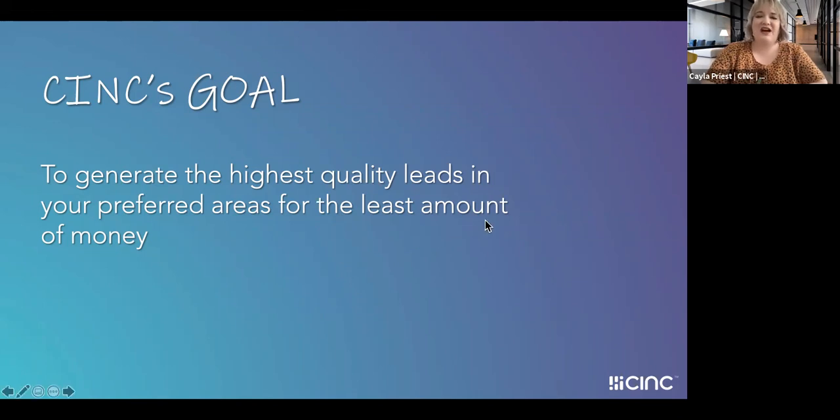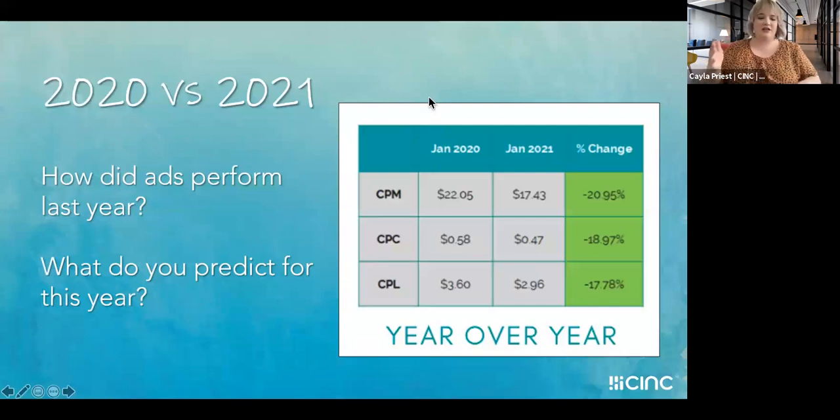So I want to talk now about, since we are still pretty early in the first quarter here, or maybe about halfway through, 2020 versus this year, because CINC as a whole had a really great year in 2020 in terms of historic low cost per lead across almost all the different pockets that we think of. So talk to me a little bit about how ads performed last year and why they did so well, and how we can see that inform the rest of this year.